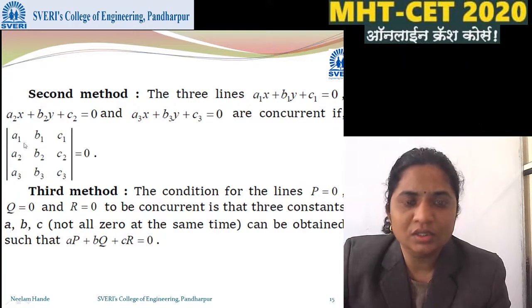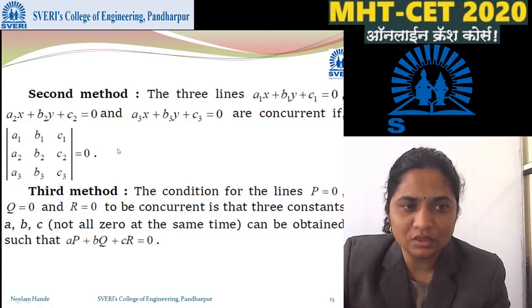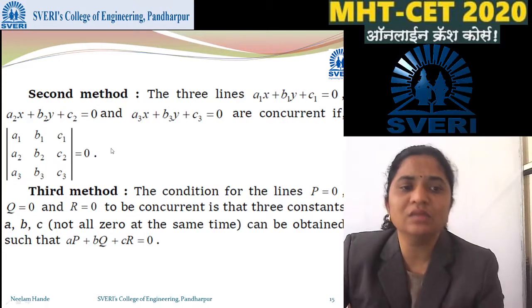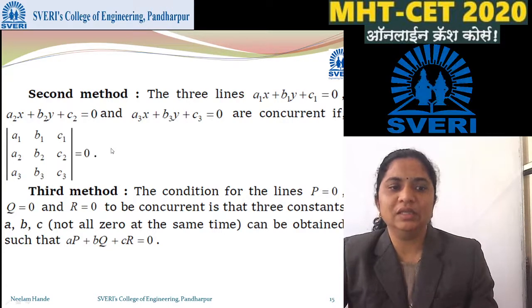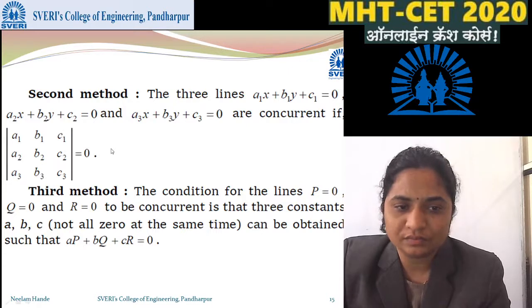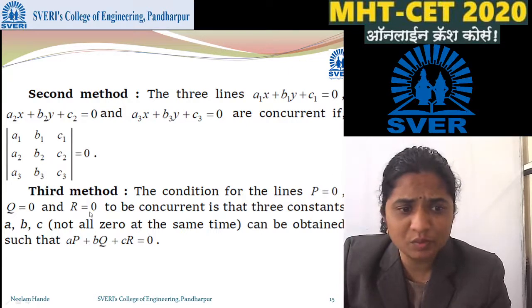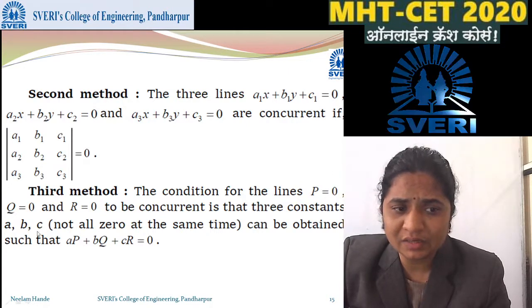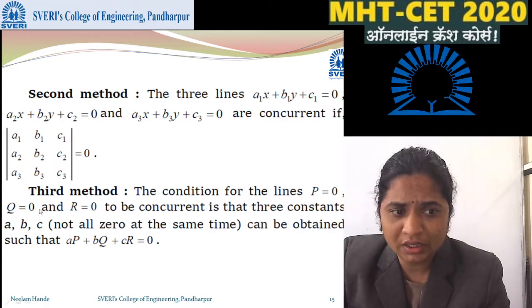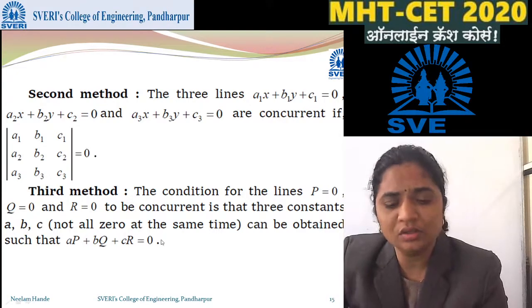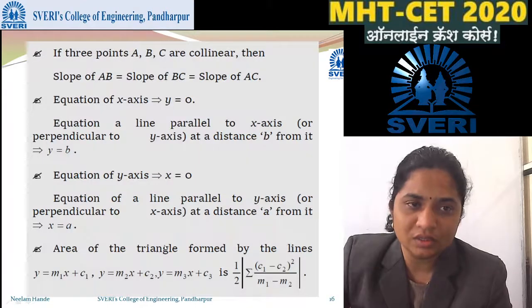We take the determinant with rows a1 b1 c1, a2 b2 c2, a3 b3 c3. If it is equal to 0, then we say these three lines are concurrent. Or for these three lines P, Q, R, we can find constants A, B, C such that AP plus BQ plus CR equals 0, then they are also called concurrent.